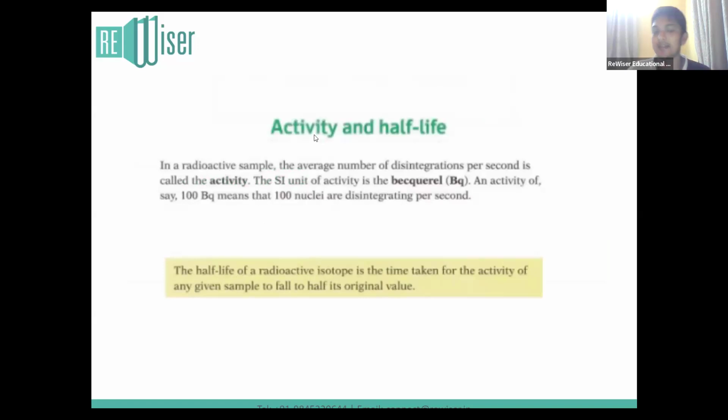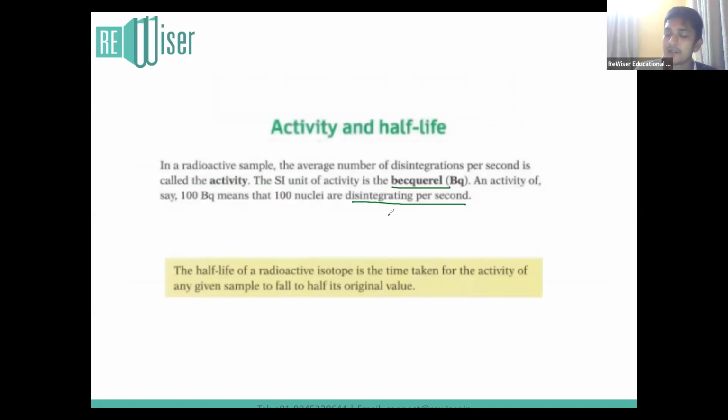Half-life is, again, activity. We've discussed what activity is. Activity is the amount of radiation produced. It is measured by a unit disintegration per second, also known as becquerel. Although disintegrations or counts per second, counts per minute, counts per hour are also units sometimes used.